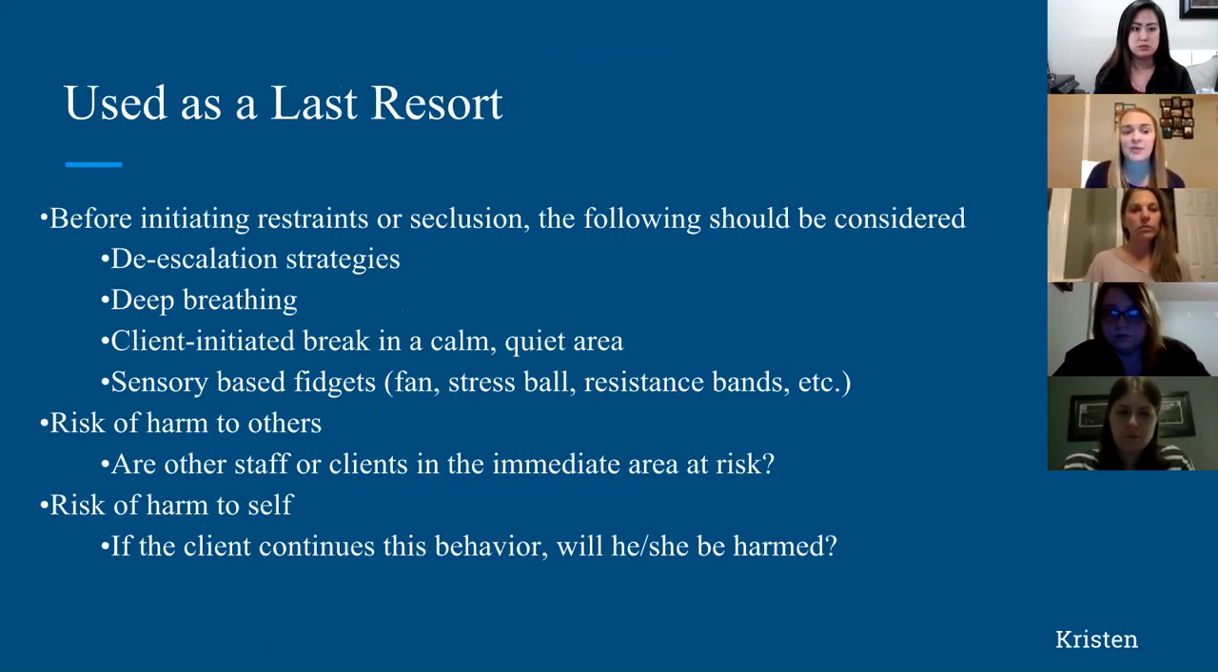When used as the last resort, before initiating restraints and seclusion, the following should be considered: de-escalation strategies, deep breathing, client-initiated break in a calm, quiet area, sensory-based fidgets, such as a fan, a stress ball, resistance band, and many others. And then you also have to think about risk of harm to others. Are other staff or clients in the immediate area at risk? And also risk of harm to self. If the client continues this behavior, will he or she be harmed?